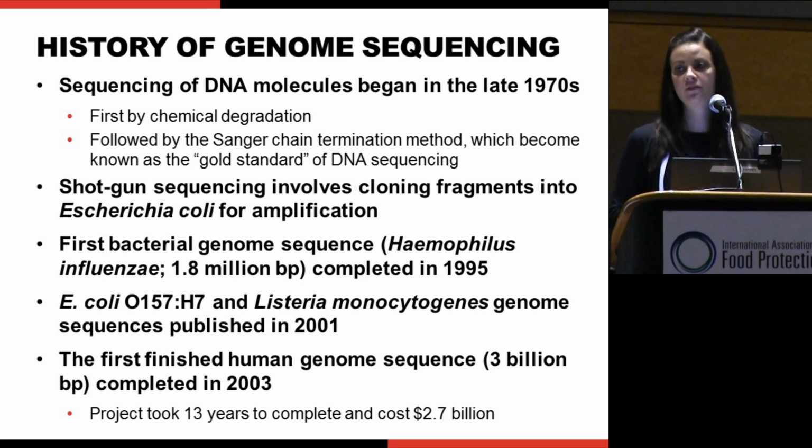And then in 2003, the finished human genome sequence was released. Many of you are probably familiar with that project. It took about 13 years and cost about $3 billion. Even today, using the most advanced Sanger sequencing equipment and protocols, it would still take about 3 years to sequence a human genome.